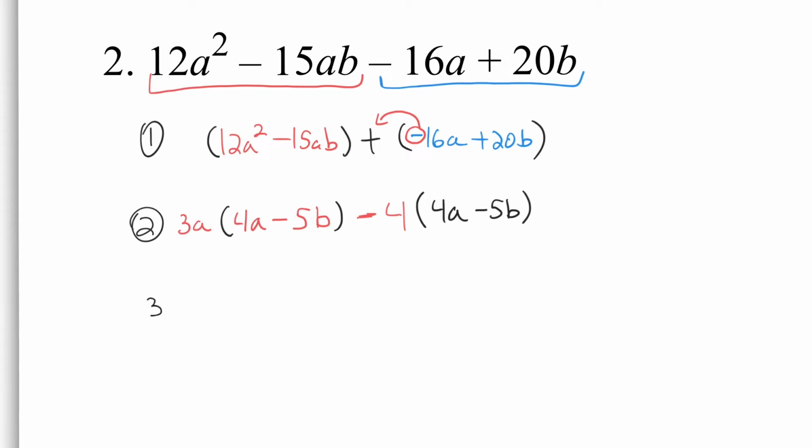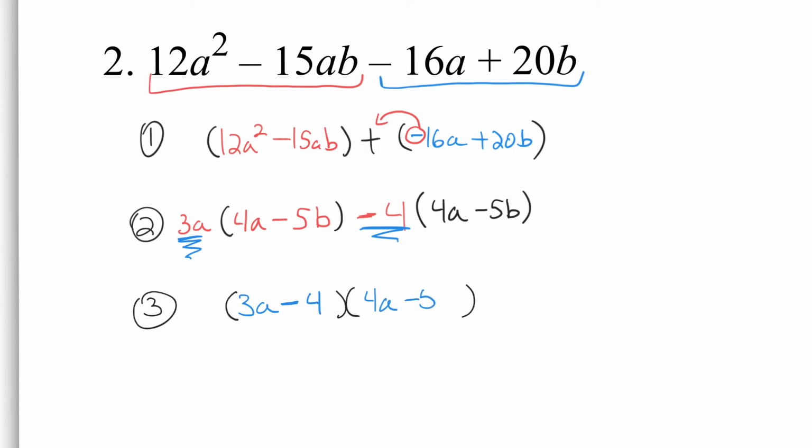Now the last step: when you factor by grouping, you will make two groups, two binomials multiplying each other. I'm going to take what's outside of each parenthesis, so the 3a, and I'm going to put it inside the first parenthesis, and the minus 4. Negative 4 goes inside the parenthesis. So my first binomial is 3a minus 4. And the second binomial is the one that's repeating, the 4a minus 5b.